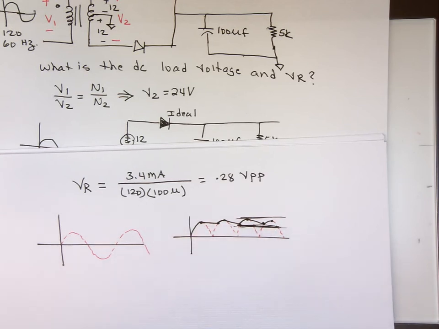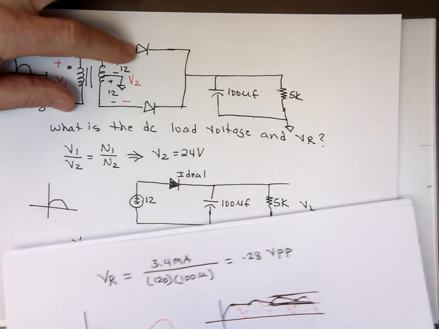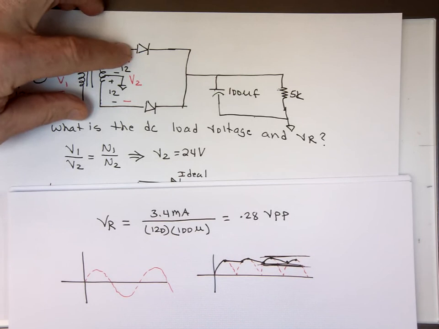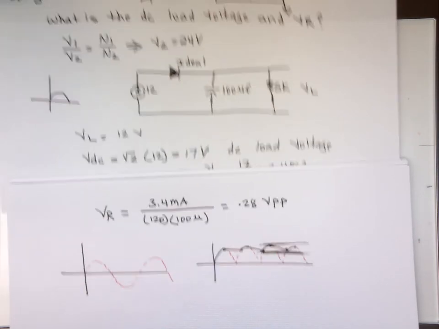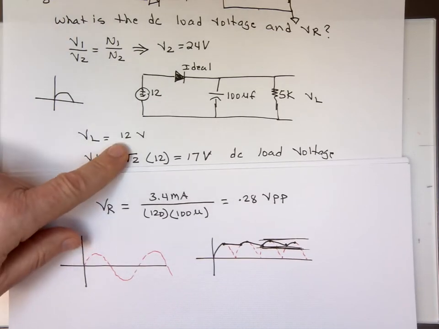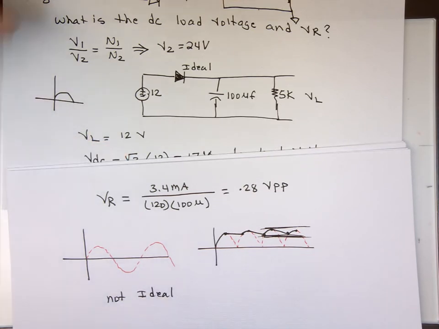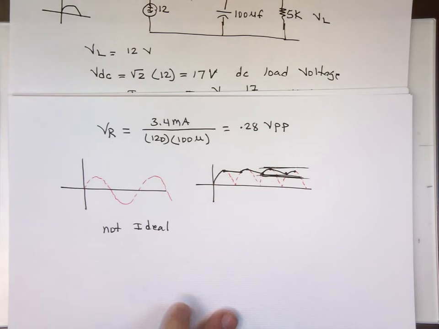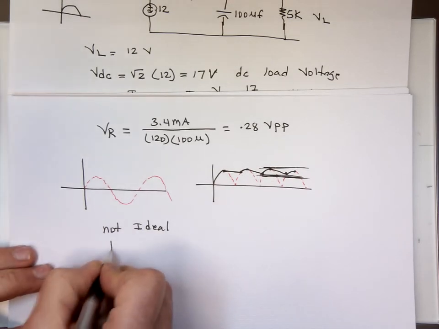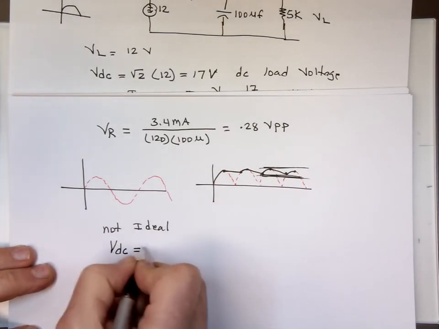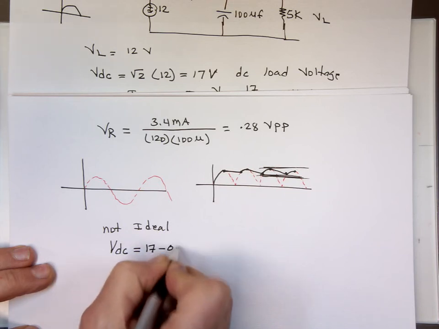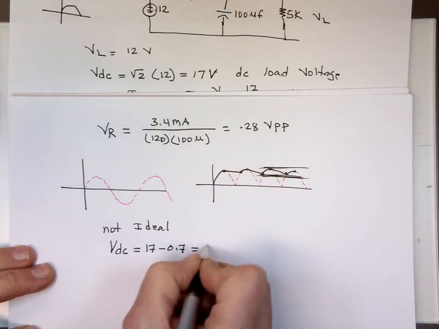And again, for all these calculations, I made the assumption the diode is ideal. What happens if that diode is not ideal? VL was 12 volts. So if it's not an ideal diode, the VDC is not going to be 17, it's going to be 17 minus 0.7, which is 16.3 volts.